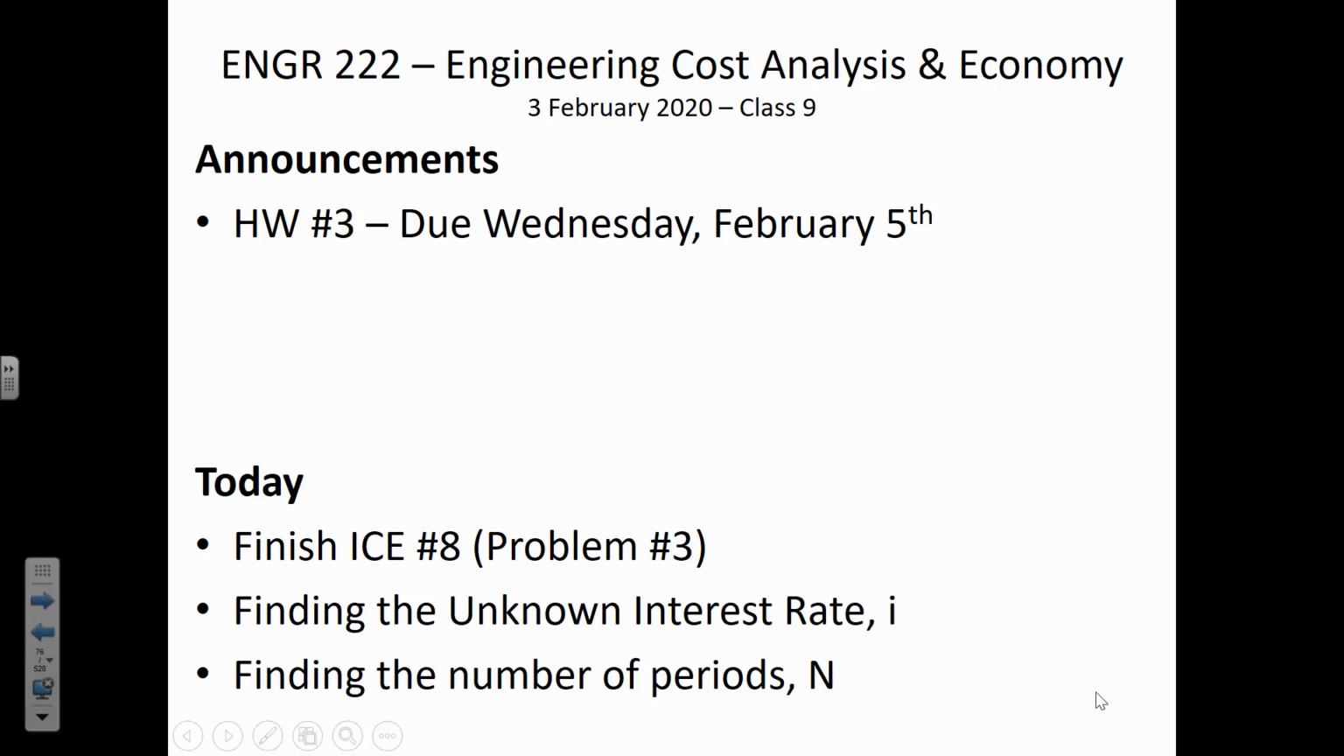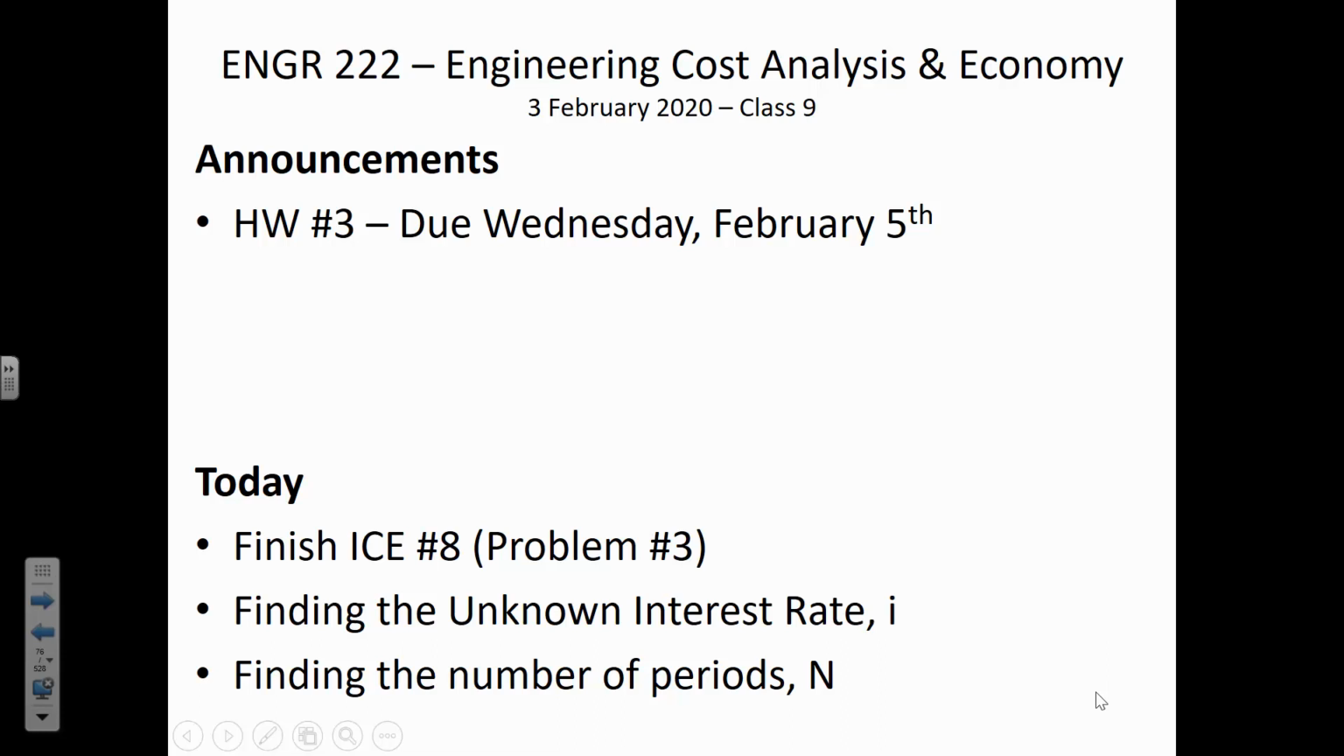We were moving pretty quickly on Friday and didn't get to finish our discussion about gradients. And gradients are complicated, so I don't want us to skip through it without completing in-class exercise number 8. So that's what we're going to do today: we're going to pick back up on problem number 3. Hopefully you still have that handout from Friday's class.